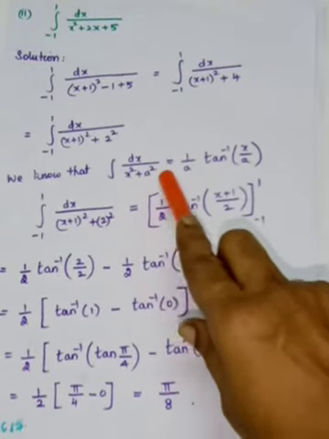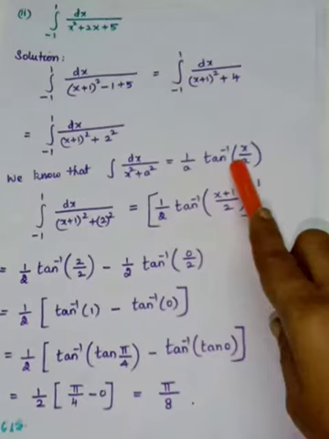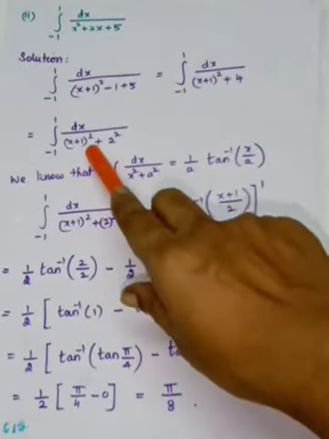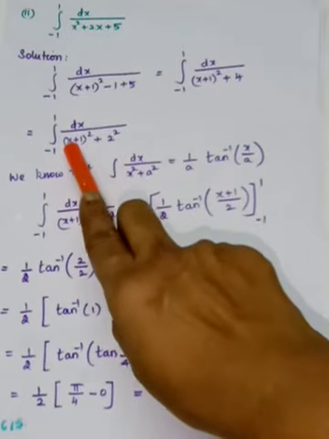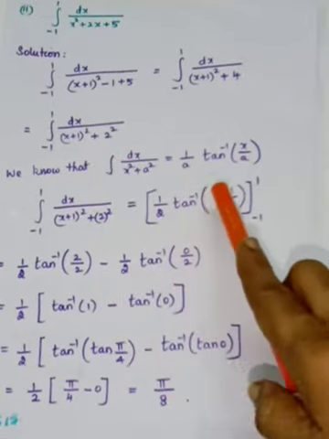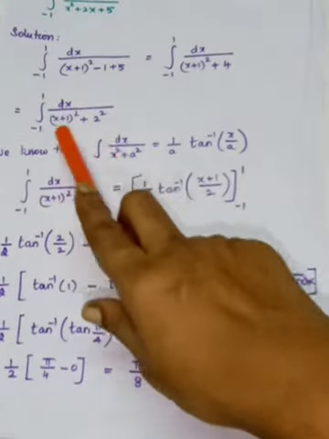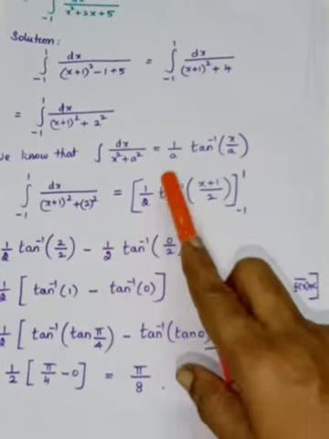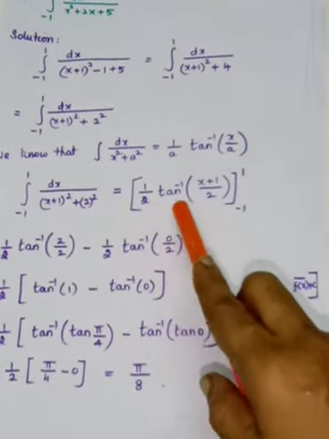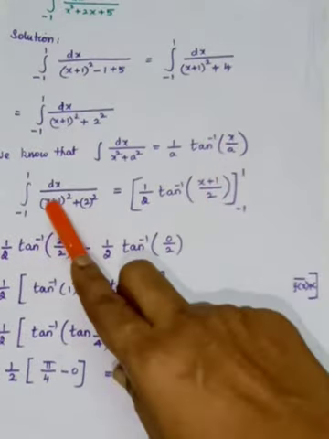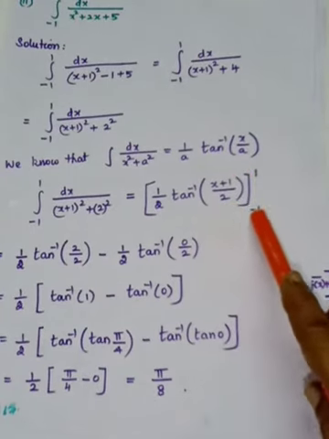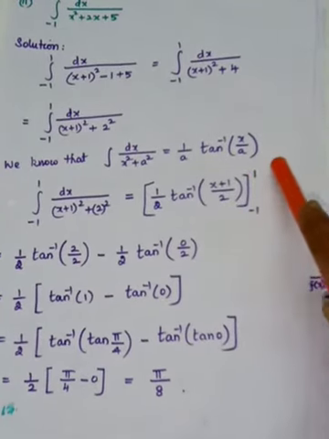So what is the formula for this? It is 1 by a tan inverse of x by a. So when you compare this formula and the problem, in the place of x you are having x plus 1. In the place of a you are having 2. So the whole term can be written as 1 by a. What is your a? A is 2. So 1 by 2 tan inverse of x. In the place of x you are having x plus 1. So it is x plus 1 divided by 2. And the limits vary from minus 1 to 1.